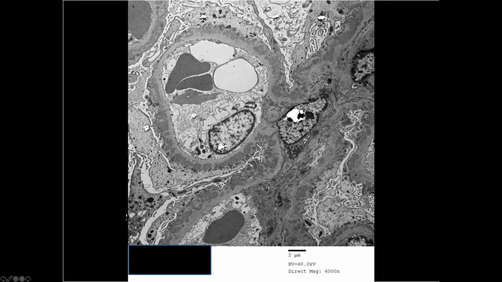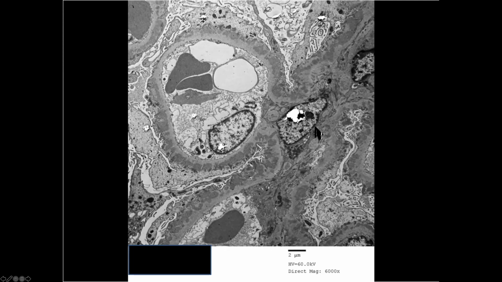Wow. EM. Oh, wow, a lot of deposits. So just to orient ourselves, this is the blood space, and this is the urinary space. And there are a lot of subepithelial deposits here, diffusely all around. So subepithelial, I don't see any subendothelial deposits here. And intramembranous also here, the deposits.